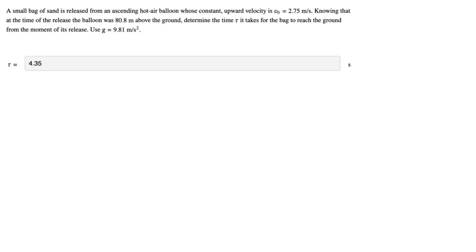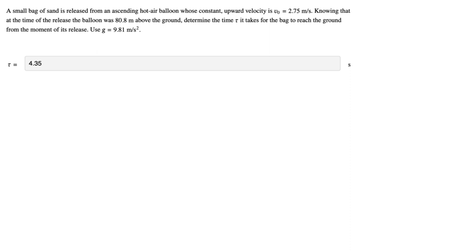A small bag of sand is released from an ascending hot air balloon whose constant upward velocity is v0 equals 22.75 meters per second. Knowing that at the time of release, the balloon was 80.8 meters above the ground, determine the time tau it takes for the bag to reach the ground from the moment of its release using g equals 9.81 meters per second squared.